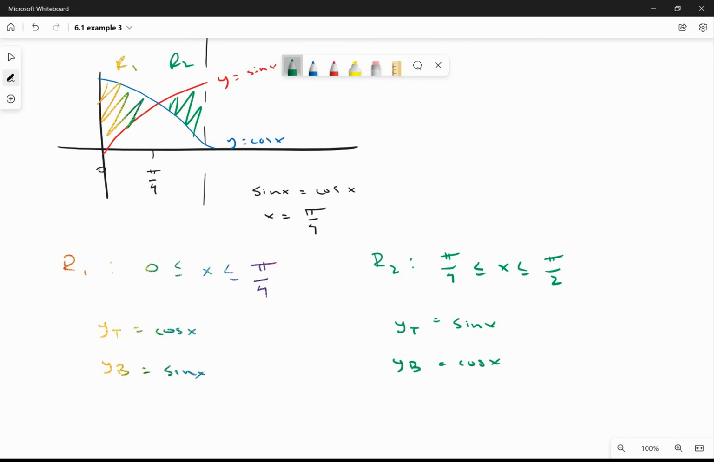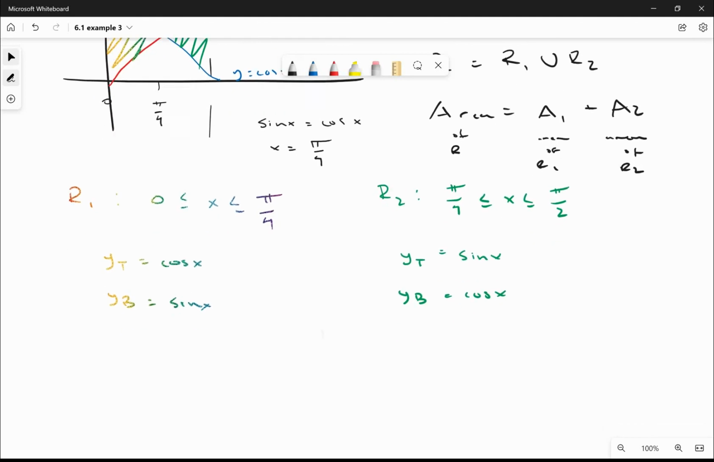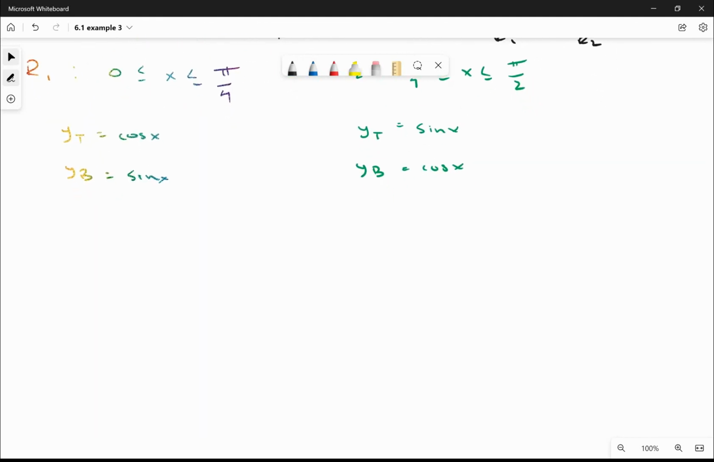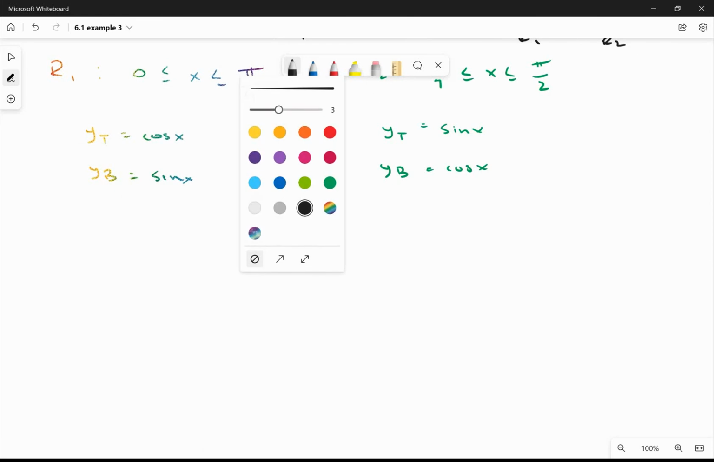So our whole region we'll just call R, which is equal to the union of region 1 and region 2. And so if we call A1 the area of region 1 and A2 the area of region 2, then the total area of R is the sum of A1 and A2. So we need to find our A1 and A2, and we'll do that down here.